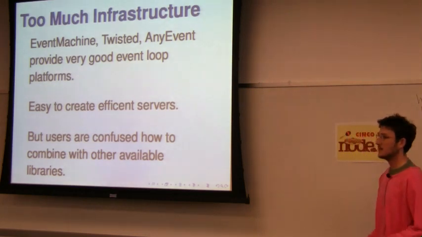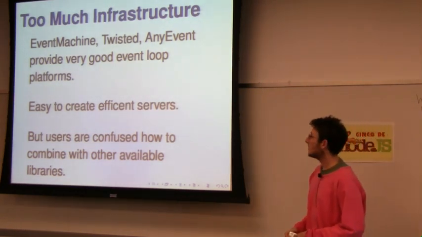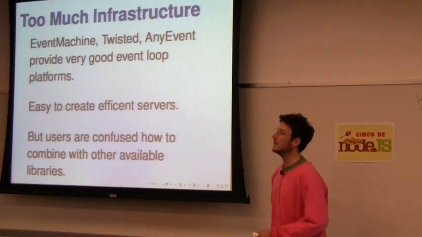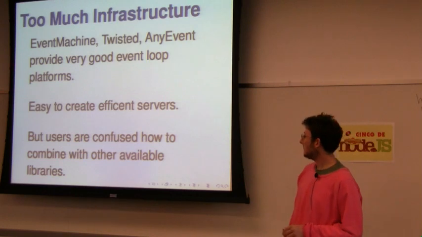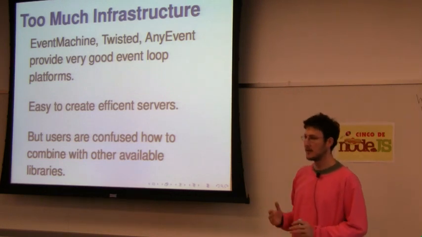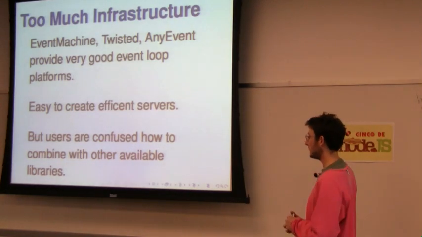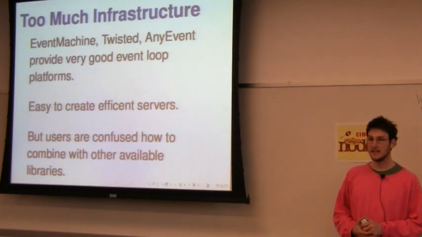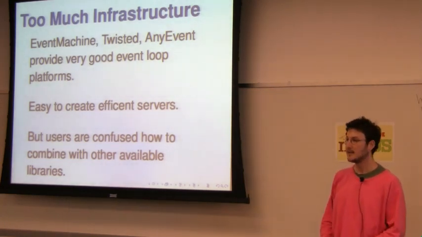In other cases, in Ruby and Python and Perl, there's Event Machine, Twisted, and AnyEvent, respectively. And they provide very easy platforms to write non-blocking event loop code. It's pretty easy to take them and write very fast, efficient servers. They're great libraries.